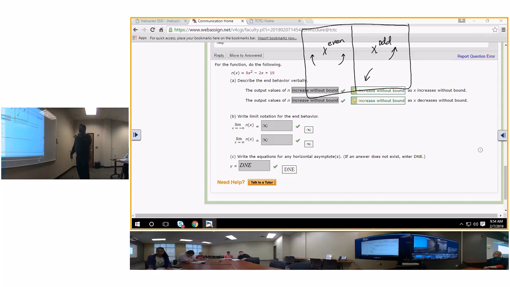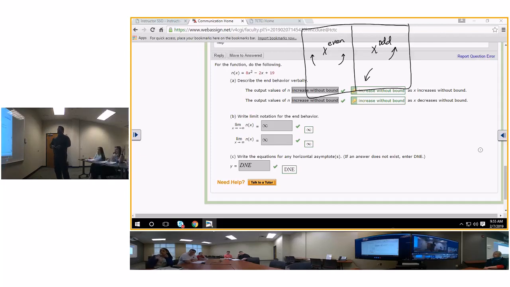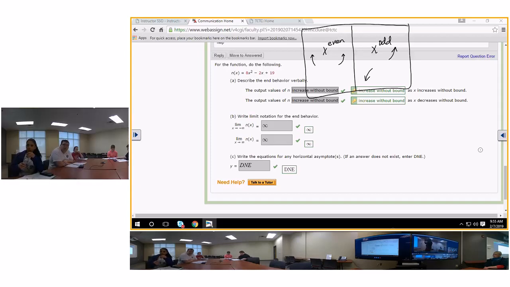Now, the questions that they ask are like a Philadelphia lawyer. Sometimes these questions that they ask are really useless. What they should do is give you 2 or 3 choices that look like this and put A, B, C, or D, and you click and pick. As x increases without bound, the output values increase without bound. To me, that makes no sense. Does it not say the same thing? No, one decreases, one increases.